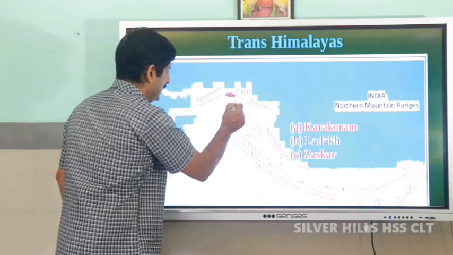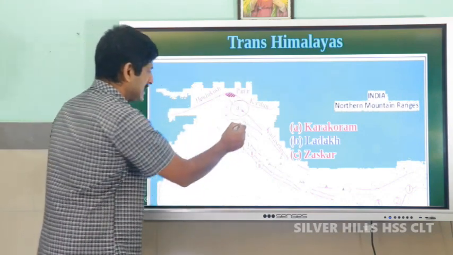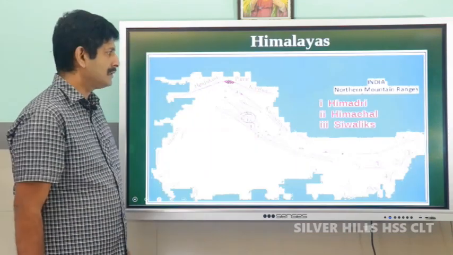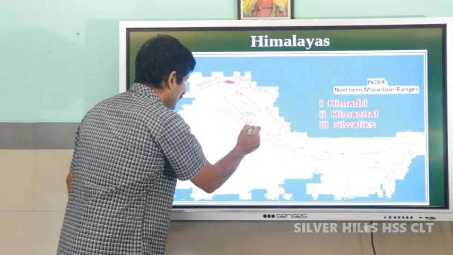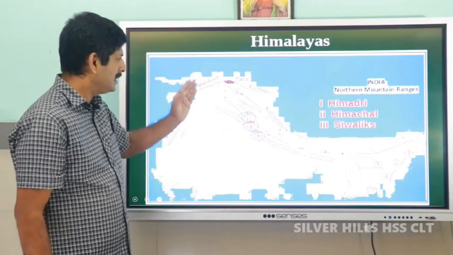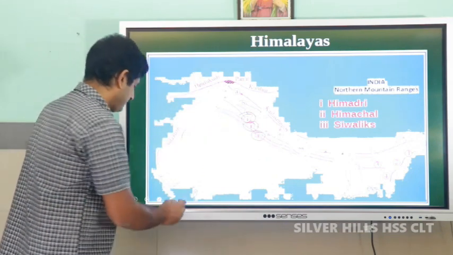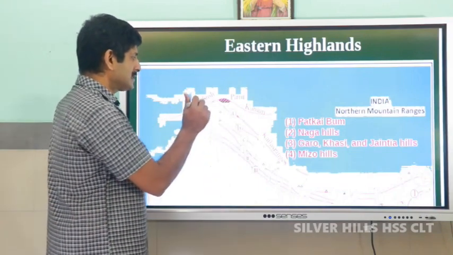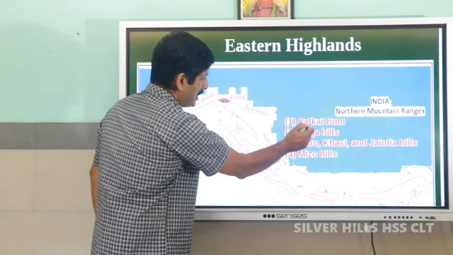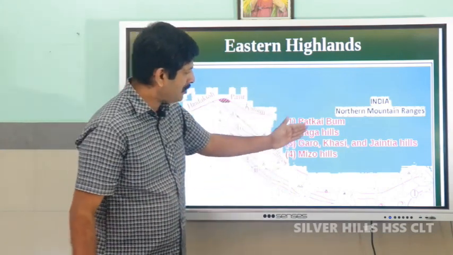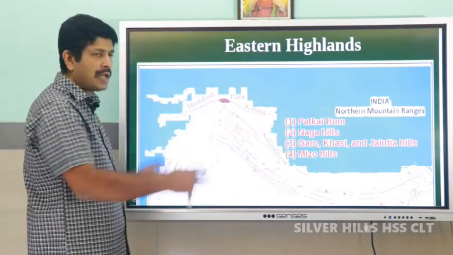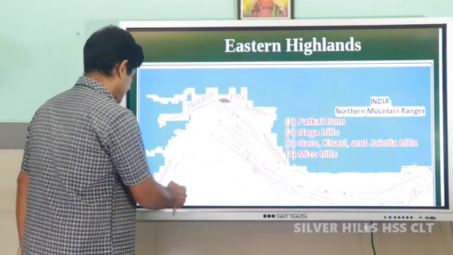The first one is Karakoram, the second is Ladakh, and the third is Zanskar. The second one is Himadri, Himachal and Shivalik. And the third one is the Eastern Highlands or Purvanchal, comprised of Patkai Bum, Naga Hills, Garo, Khasi, Jayanti Hills and the Mizo Hills. This is all about the northern mountain ranges.